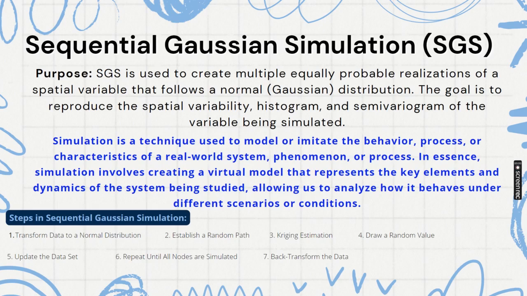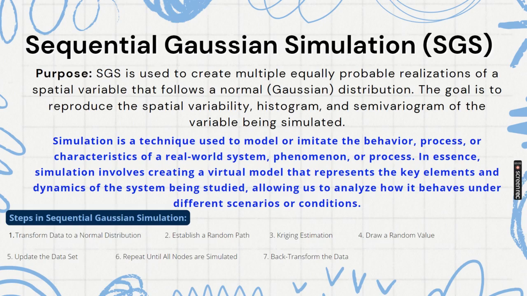So far, we have talked about simulation. In brief, I can say simulation is a technique used to model or imitate the behavior, process, or characteristics of a real-world system, phenomena, or process. In essence, simulation involves creating a virtual model that represents key elements and dynamics of the system being studied, which allows us to analyze how it behaves under different scenarios or conditions.